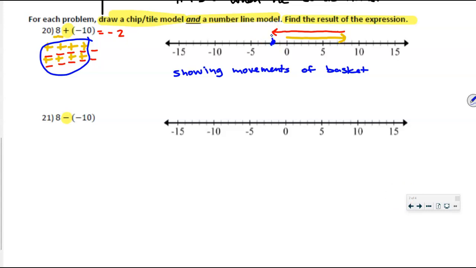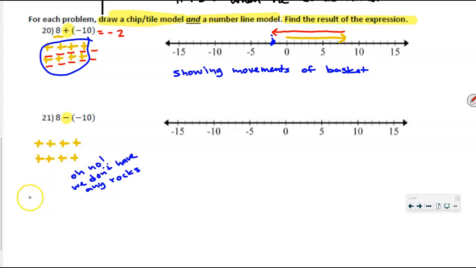Number 21, same numbers, but this is a subtraction problem. So this is 8 balloons, take away 10 rocks. When I draw my 8 balloons, I realize I'm supposed to take away rocks, and I don't have any rocks at all. So as I'm making this model now, I need to realize I need to draw some 0 pairs. So we can call in backpack and we can draw in those 0 pairs.